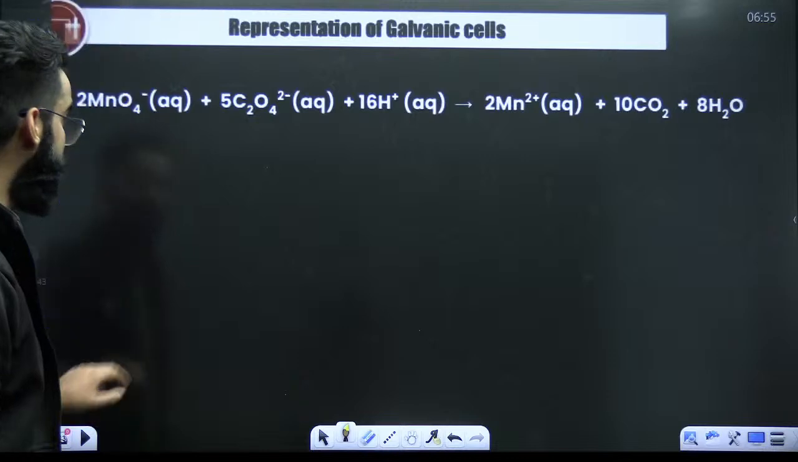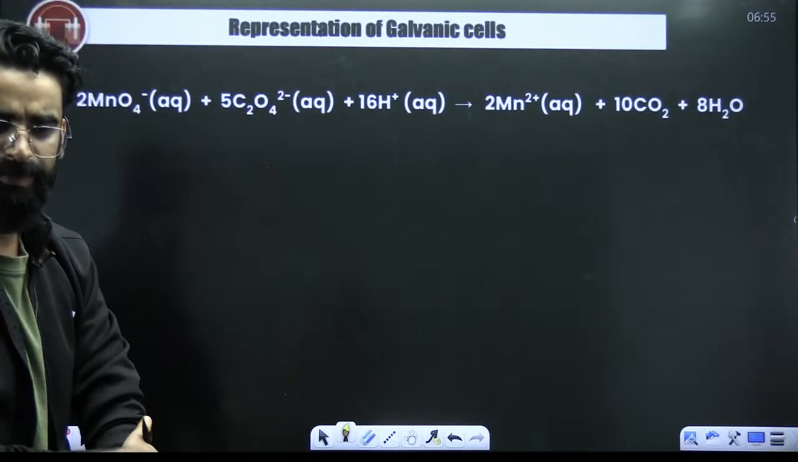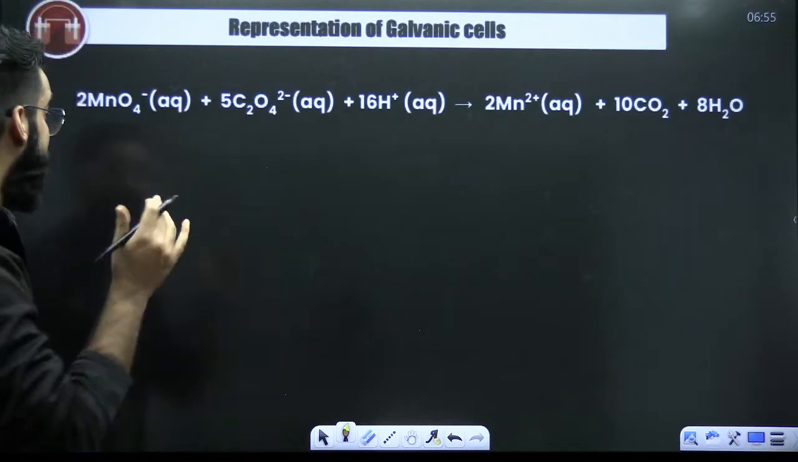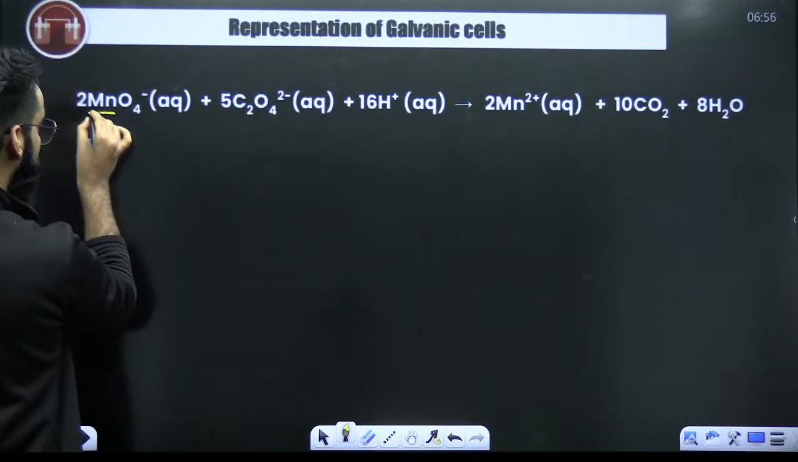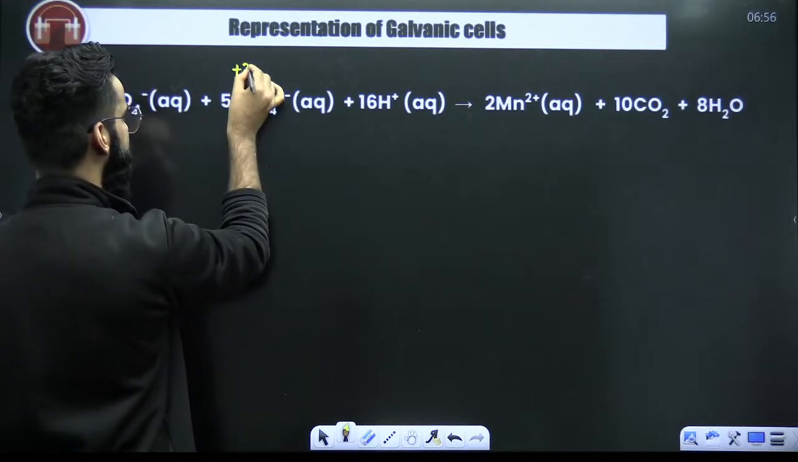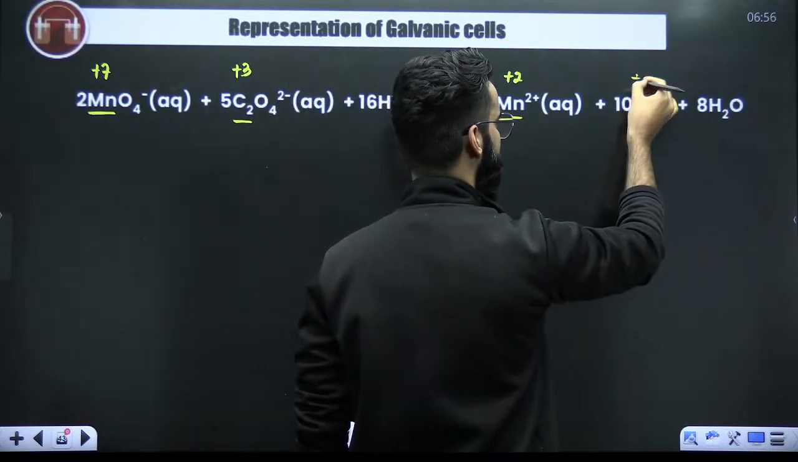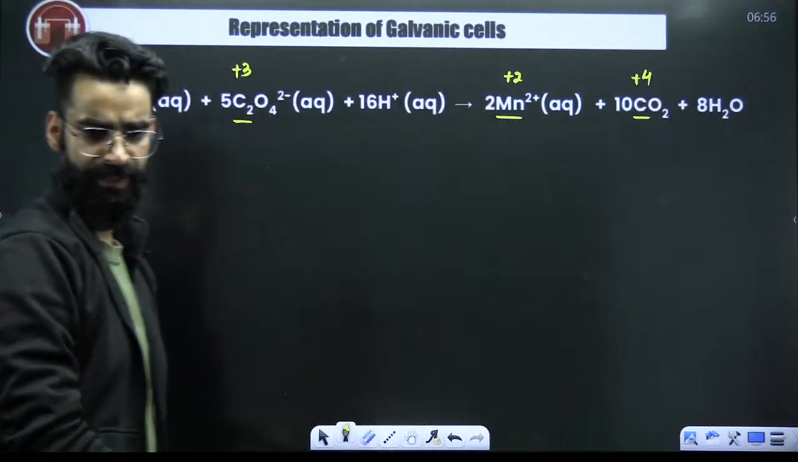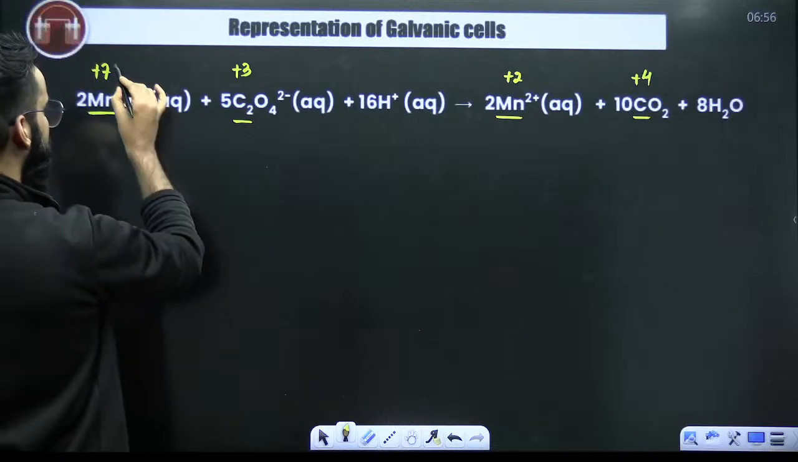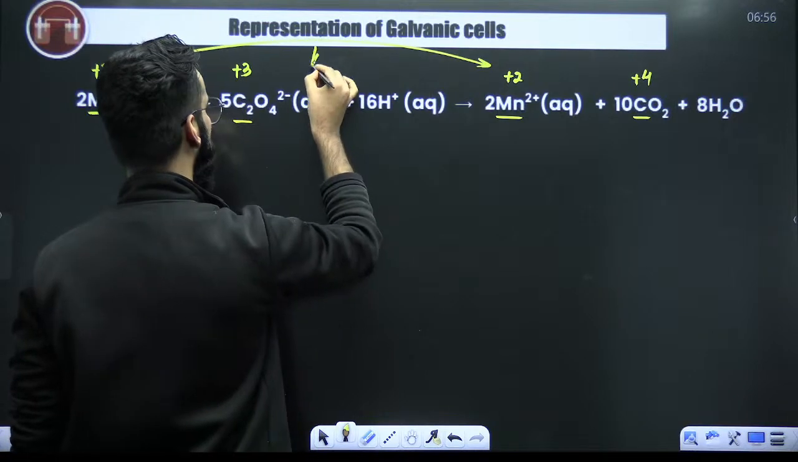For example, there is one more cell reaction of some galvanic cell which is given to me. How do I represent it? Again, the simple procedure you'll be following. Calculate the oxidation state of manganese here. It's plus 7. Calculate the oxidation state of carbon over here. It's plus 3. Oxidation state of manganese here, it's plus 2. Oxidation state of carbon over here, it's plus 4. Agreed? Now tell me one thing. What is happening to the oxidation state of manganese? Plus 7 to plus 2. Decrease in the oxidation state.